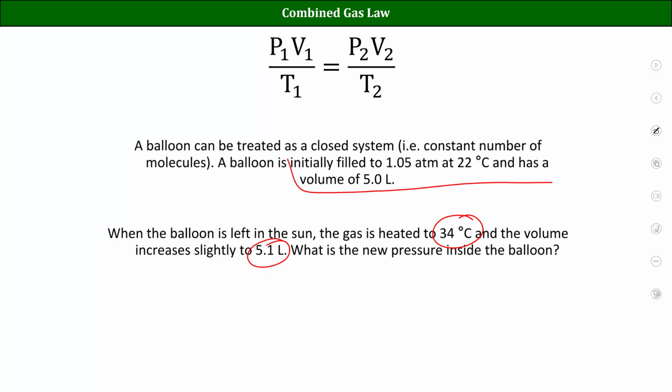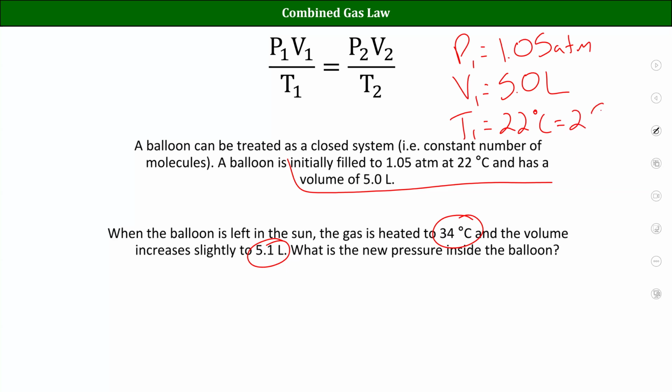So in this case, P1, 1.05 ATM. V1, 5.0 liters. T1, 22 degrees Celsius, which is 295 Kelvin. Because we all remember that Kelvin is equal to Celsius plus 273. If you don't remember that, why, you have an equation sheet, right? Sitting right there in your conversions. So you don't have to have that memorized.